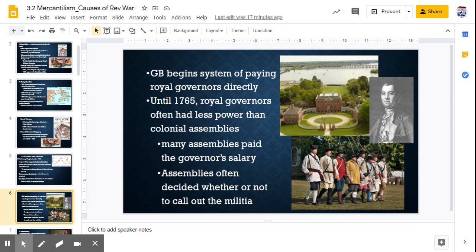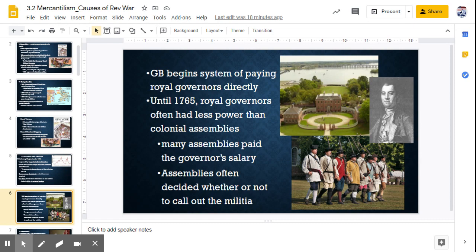But certainly by 1765, England understands that they need the royal governors to do as they wish, not as the assemblies wish. The assemblies might not like something that the royal governor did based on the advice of Parliament and the crown. So they would be more difficult in paying his bills, in giving him money. They wanted to take that element of power and control away from the colonial assemblies and put power in the hands of the royal governors.